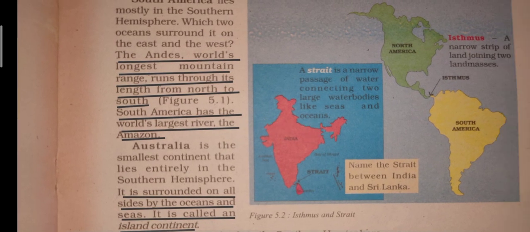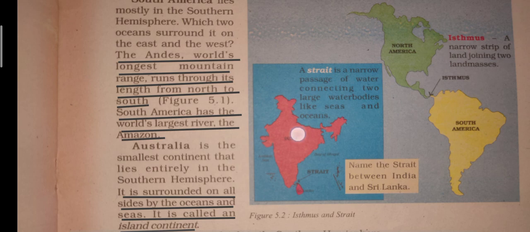Then there are two important things, children, which are there in South America. Firstly, children, you have Andes, which is the world's longest mountain range. So Andes, which is the world's longest mountain range, also lies in South America, and world's largest river, that is Amazon, it also lies in South America. So both Andes, which is the world's longest chain of mountain, and Amazon, which is the world's largest river, lie in South America.